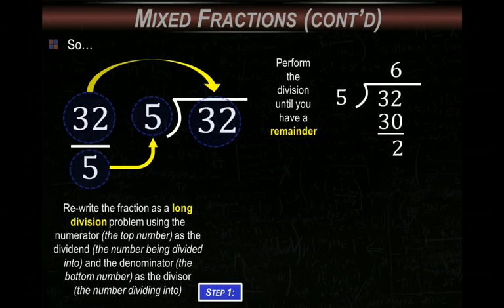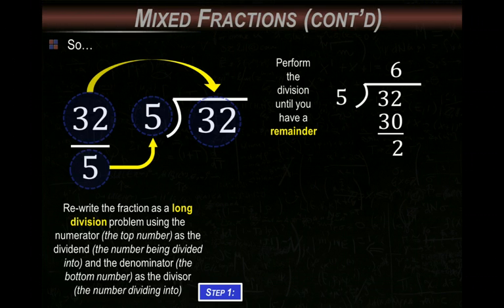Remainder 2. Remember remainders? We stop at the remainder. We don't keep going into anything else. We just do that. 5 goes into 32 6 times. 6 times 5 is 30. There's 2 left over. What's important now is these two numbers.